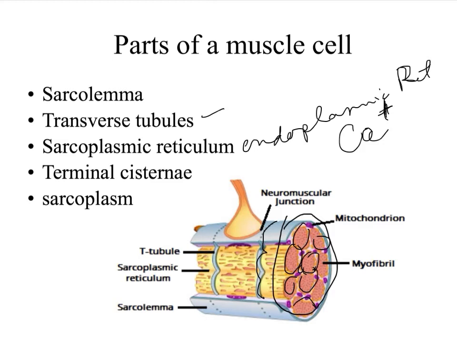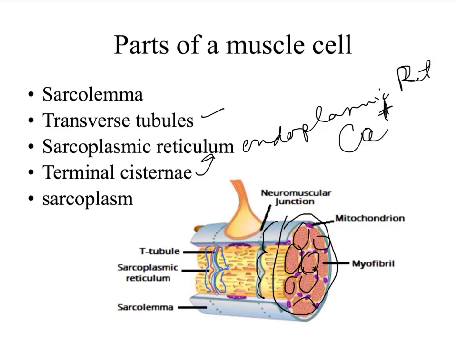So terminal cisterna is going to be a dilated end of the sarcoplasmic reticulum. When we get a closer look in just a moment, what you're going to see is they'll talk about a triad. They'll be talking about this enlarged end of the sarcoplasmic reticulum, called the terminal cisterna. And then the other part of that is going to be the transverse tubule. And then on the other side of that, you've got the other terminal cisterna. So those are the three things that make up the triad there.